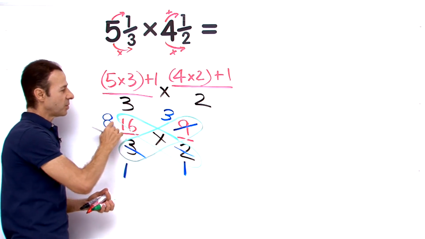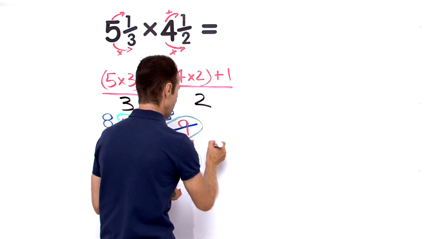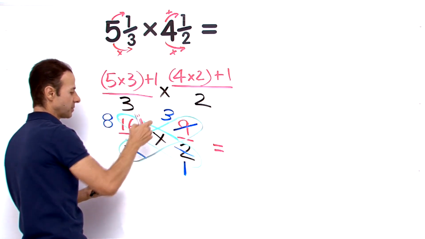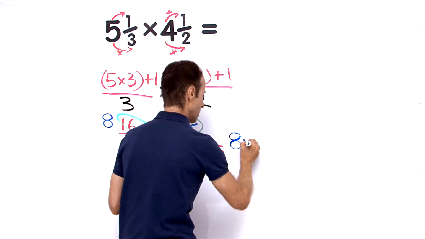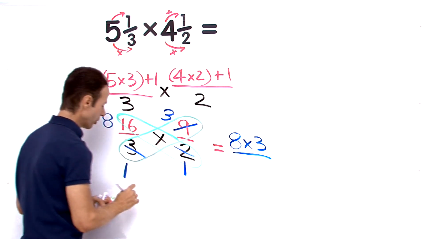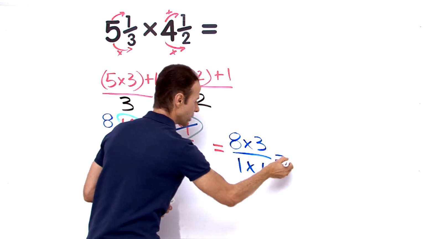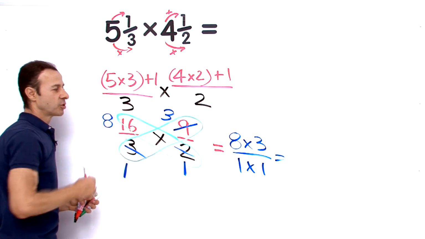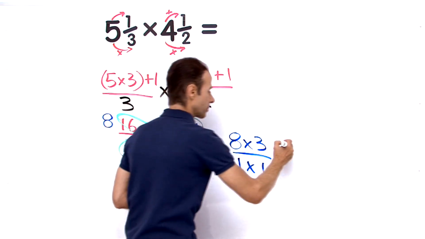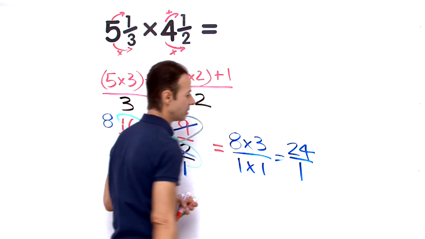Now all we have to do is multiply the new numbers top and bottom. So all we have to do now is 8 times 3 all over, what do we got here? 1 times 1, which equals. Okay, let's just multiply the top there. 8 times 3 in the top is 24, all over 1 times 1, which is 1.